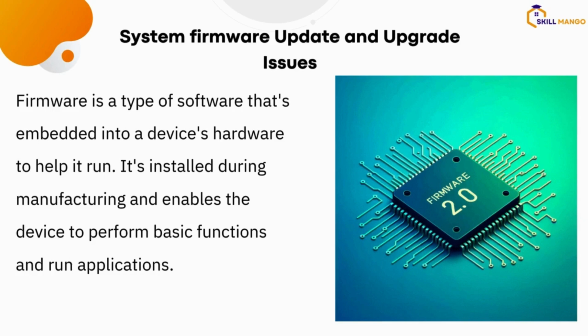Firmware is basically the type of software that is embedded into a device's hardware to help it run. It's installed during the manufacturing process. When they are manufacturing the devices, that's where they embed the firmware. And this is very important. It enables the device to run, to operate, to interpret, to connect, to interact and do its basic functions. They are done by the manufacturers.